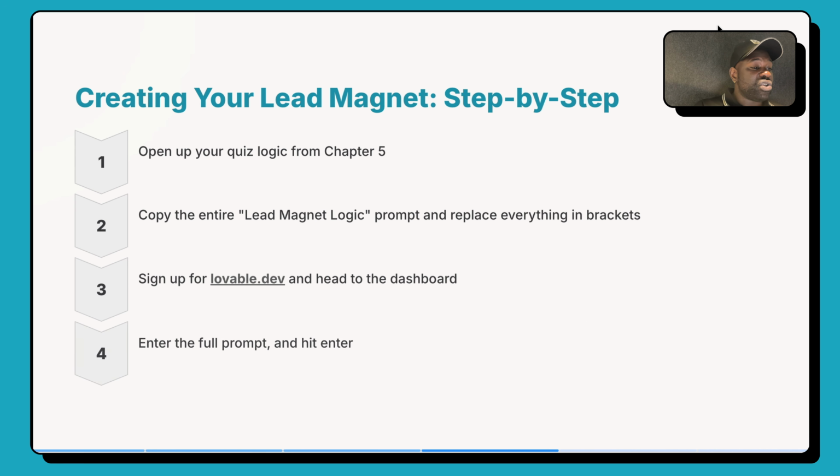So what are you going to do? You're going to open up your quiz logic that you have. You have your perfect quiz logic that matches you, matches what you want to put out there, and you're ready to use the logic. All you have to do is copy and paste it, which is exactly what you're going to do. So you're going to sign up for Lovable.dev, enter the full prompt, and you're going to hit enter.